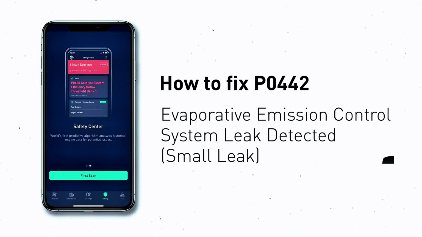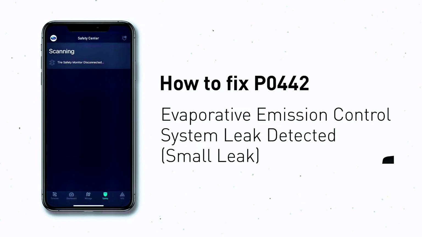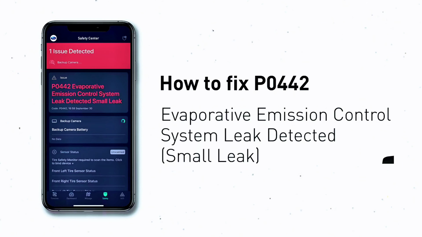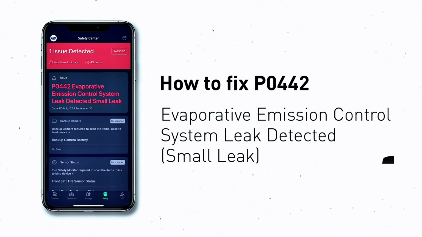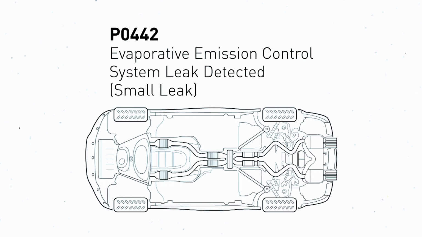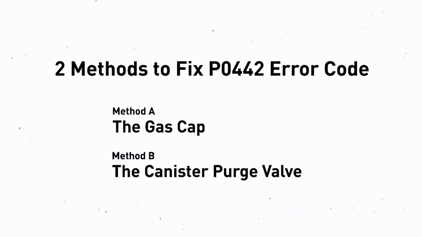If the P0442 error code pops up on your scanner, this video will walk you through 2 practical ways to tackle it right at home. First, open up the Zeus app to run a diagnostic scan and confirm the P0442 code. This indicates that the evaporative emission control system has detected a small leak, typically measuring between 0.02 and 0.04 inches in diameter. Here are 2 straightforward, do-it-yourself approaches.